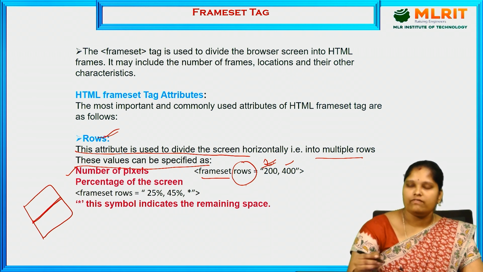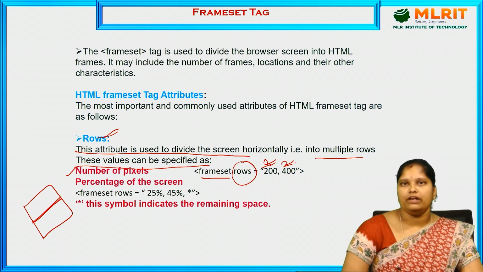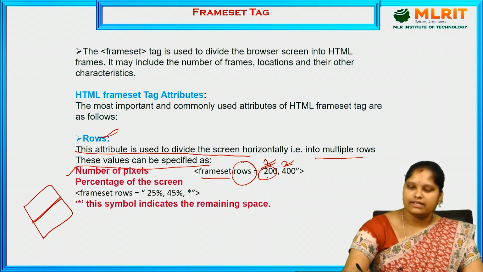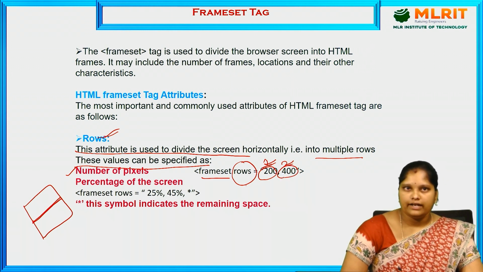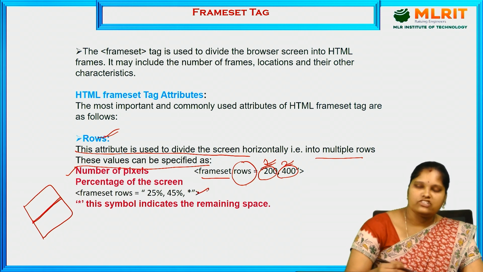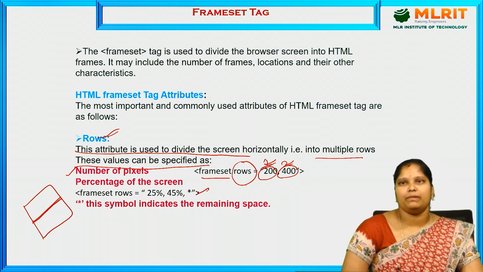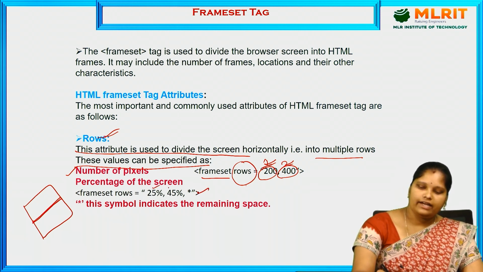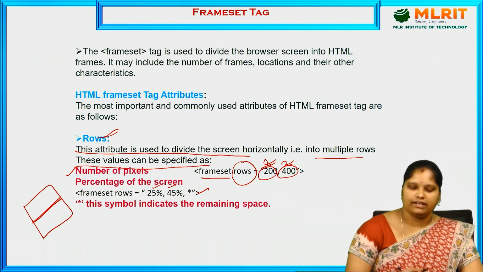First row, first frame and second frame. Two frames are there. First frame size is 200 pixels and 400 is the second frame size. And here we need to mention the frame set percentage, 25 and 45. Two percentages are there.